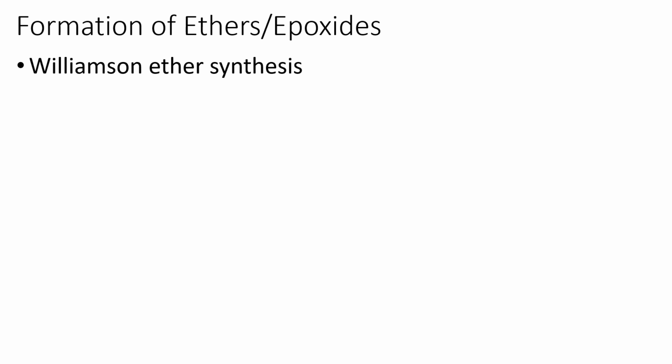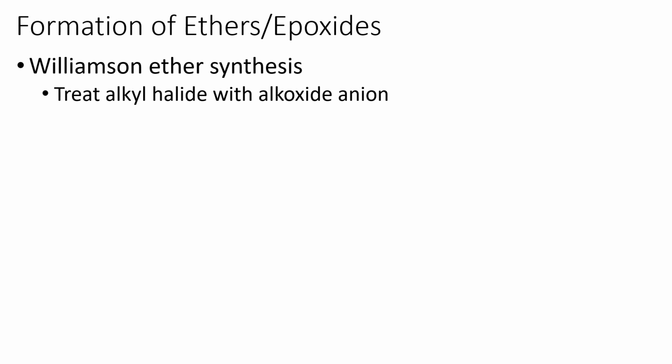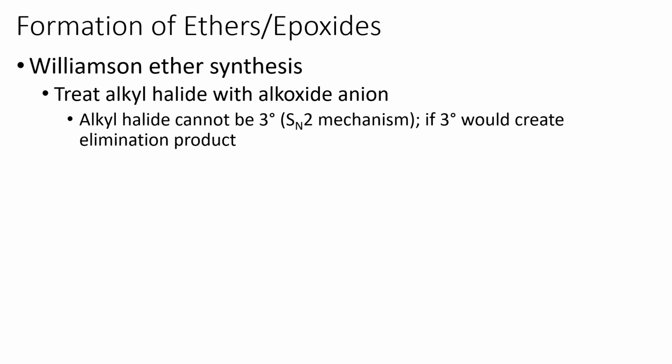So one of the ways that we can form these is going to be through a Williamson ether synthesis. In a Williamson ether synthesis, we are going to treat an alkyl halide with the alkoxide anion to generate the ether or potentially the epoxide as well. Through this process, the alkyl halide cannot be tertiary because we're going to undergo an SN2 mechanism. If we had a tertiary alkyl halide, we would end up creating an elimination product instead of the substitution product, instead of the ether that we're going to be looking at. So kind of keep that in mind. We do have some limitations on what that alkyl halide can be to form these ethers.